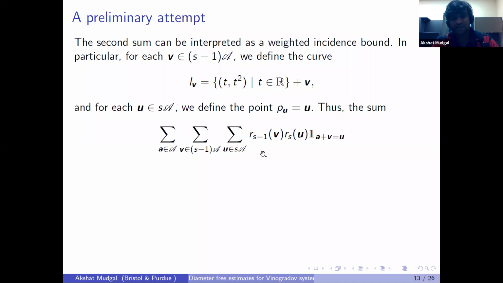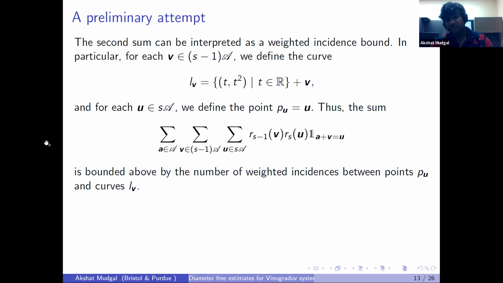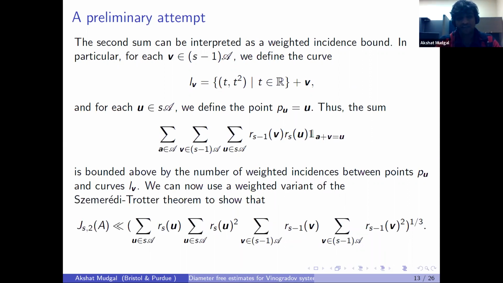So for each curve, I have a weight of R_s minus 1, and for each point, I have a weight of R_s. So in particular, the sum can be bounded by the number of weighted incidences. And once I've bounded the sum by the number of weighted incidences, we can use a weighted version of the Szemerédi-Trotter theorem. When I use this weighted version, I can show this sum is bounded by some incidence estimate. And because this sum is the same as J_s,2, I already have a nice bound for J_s,2 in terms of moments of these weights.